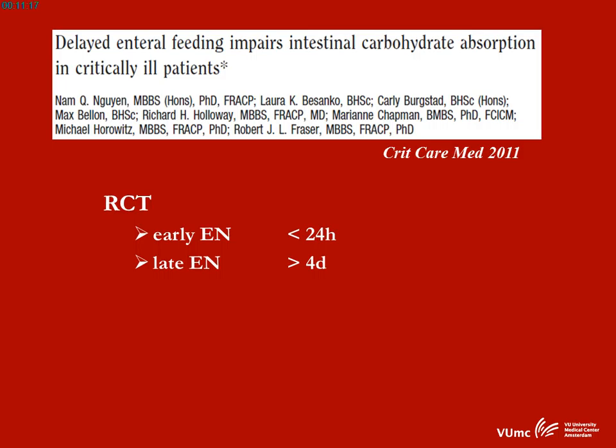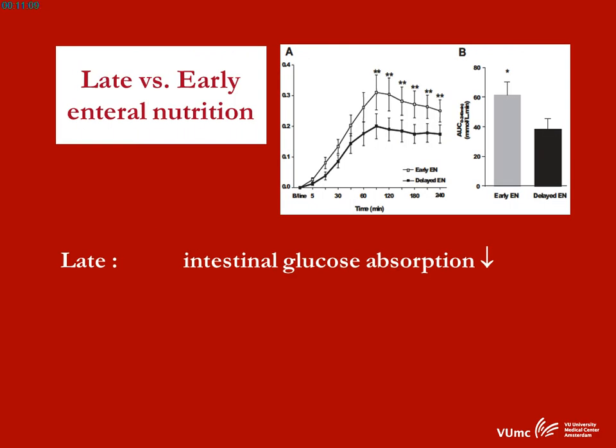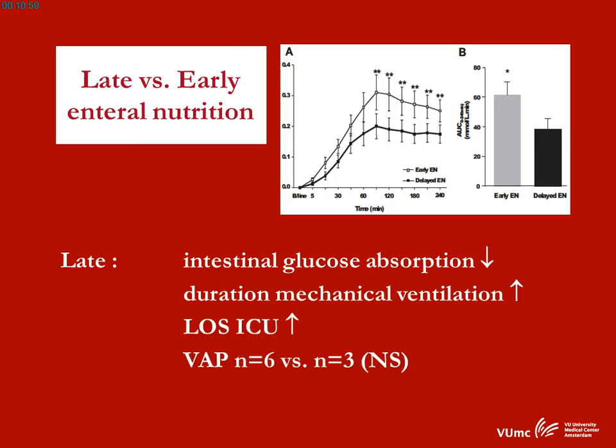This is a mechanistic randomized trial comparing early enteral nutrition to late enteral nutrition, and it found that late enteral nutrition was associated with a loss of glucose absorption, so a loss of absorptive capacity in the intestine, a longer duration of mechanical ventilation, and a longer duration of stay in the ICU.